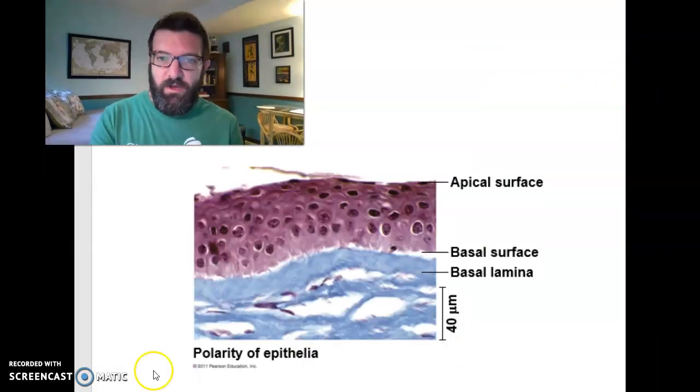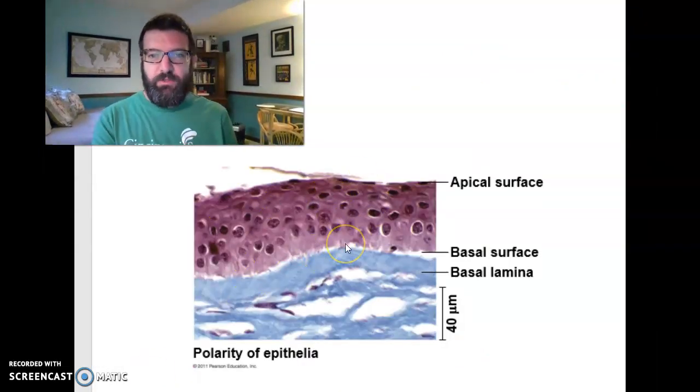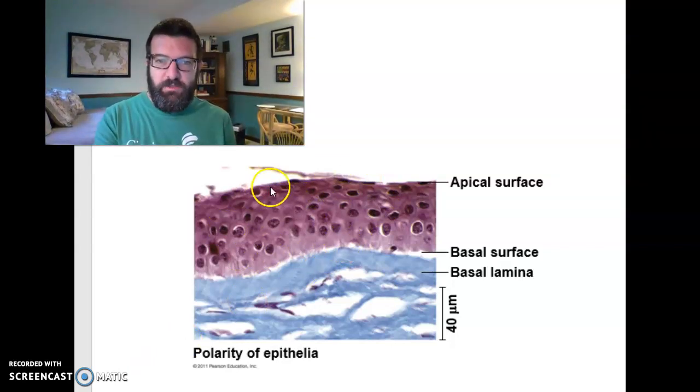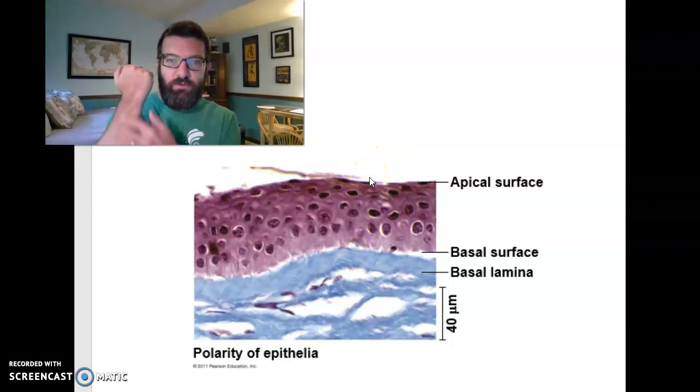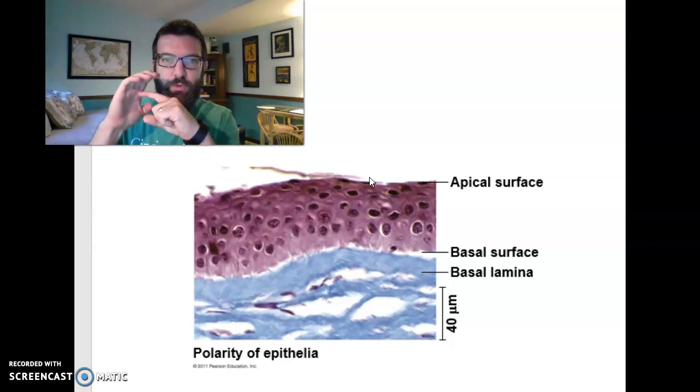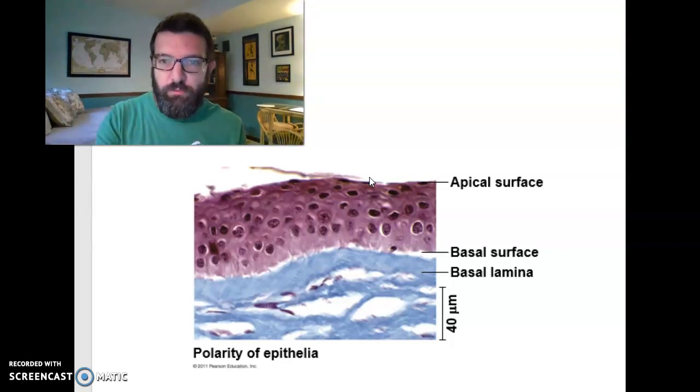This is an example of stratified squamous epithelium. So you can see that this is stratified because it's many cell layers thick, right, rather than just a single cell layer. And all epithelial layers have a basal surface, which is closer to the connective tissue down here that attaches it to whatever it's attached to, and an apical surface, which in the case of your skin is toward the outside. In the case of a tube, it would be toward the middle, the lumen of the tube, right? If it's a hose, it's facing where the water is flowing.